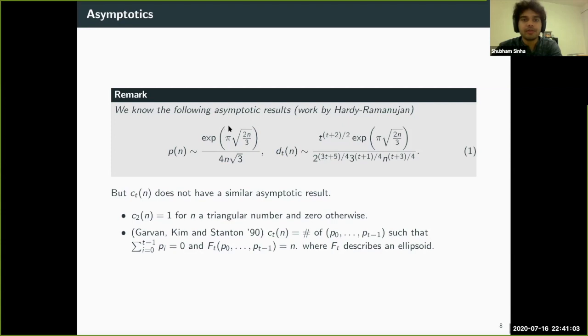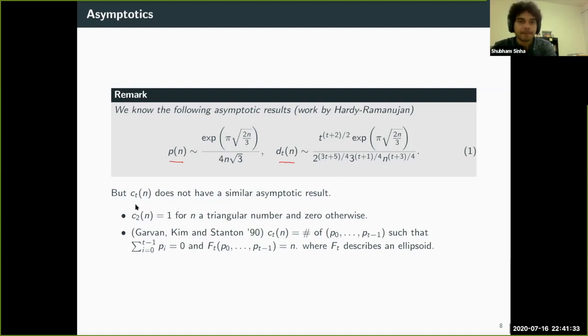We know a few facts about these objects. First of all, there's a famous Hardy-Ramanujan formula for asymptotics of the number of partitions of size n, which is given to be this beautiful expression. And using similar analysis, it's known that the number of t-divisible partitions has a similar asymptotic expression.